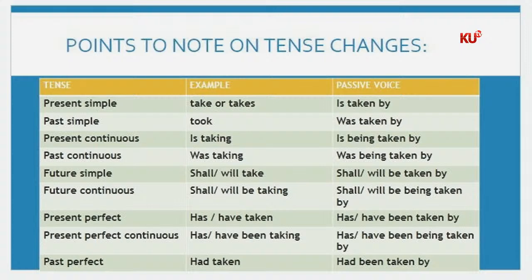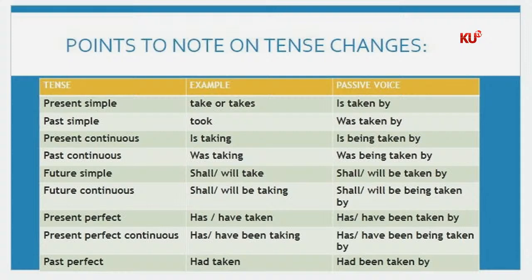When you come to past simple tense, for example, took. If your sentence is in past simple tense, then you will use the helping verb "was". So you say, was taken.